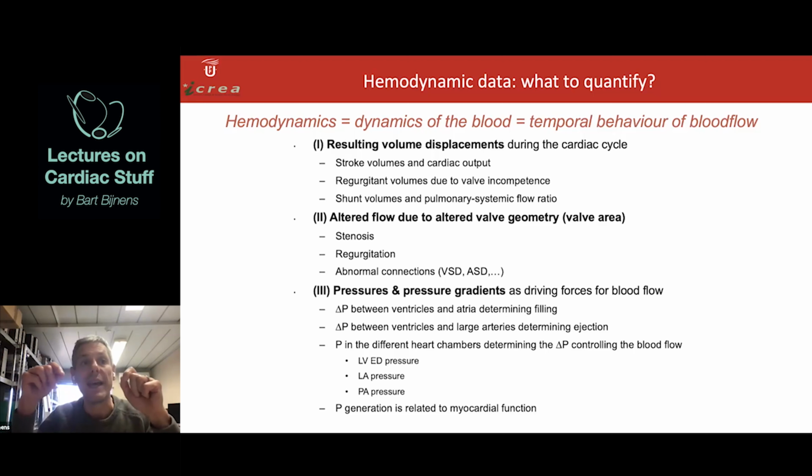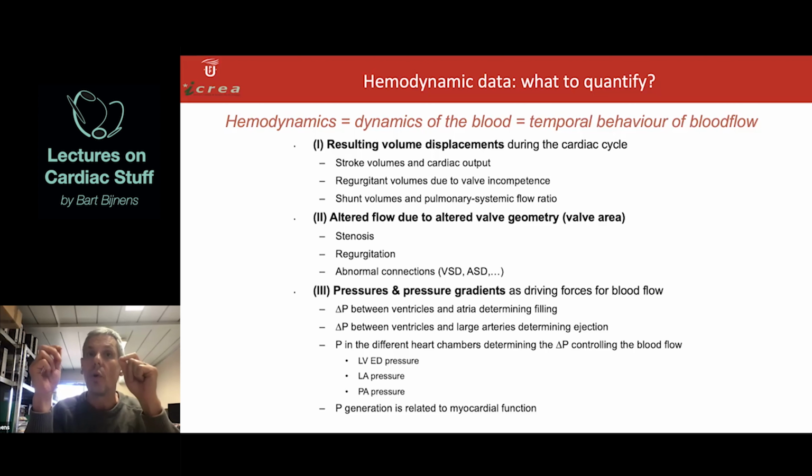There might be some connections between components of the circulation which are abnormal, which shouldn't be there, and make that, again, this unidirectional flow is somehow compromised. A very typical one is, for example, what we call an ASD, that would be an atrial septal defect, or a ventricular septal defect.